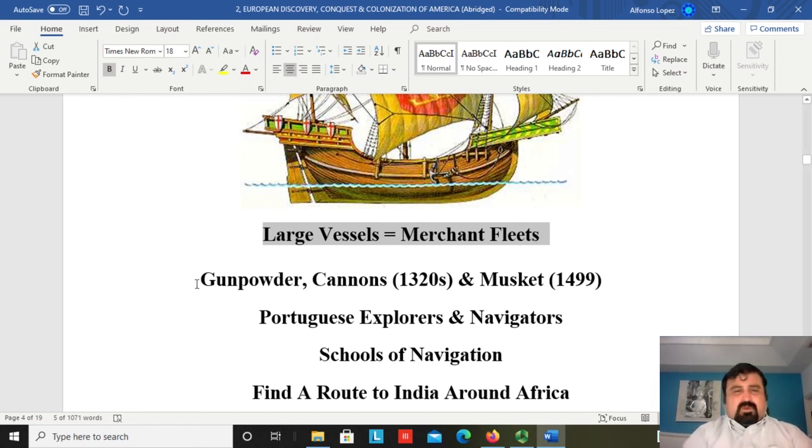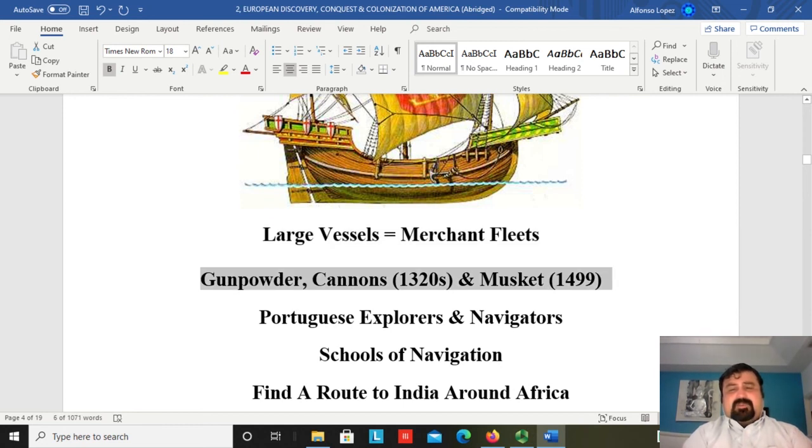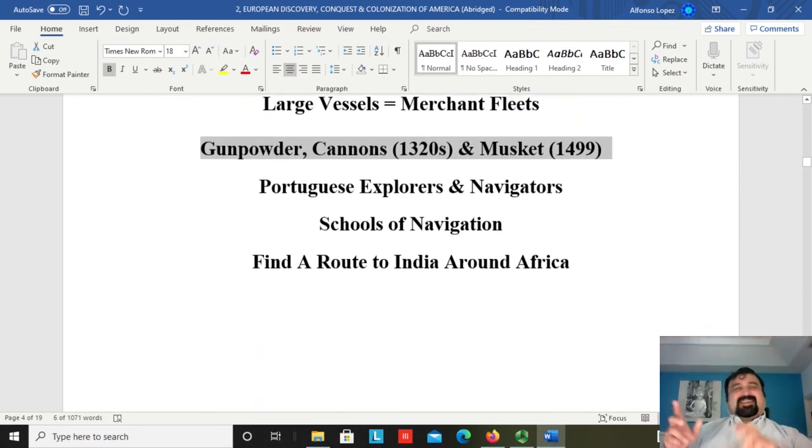So of course, another technology that came with this technological revolution is gunpowder. This is something invented by the Chinese. The Chinese had been using gunpowder for centuries, for fireworks and for their festivals. And the use of gunpowder is going to be reworked to develop things like, for example, cannons in the 1320s and muskets. Many of those cannons will simply be added to ships, in many cases by the Portuguese, to defend themselves, in many cases from pirates.